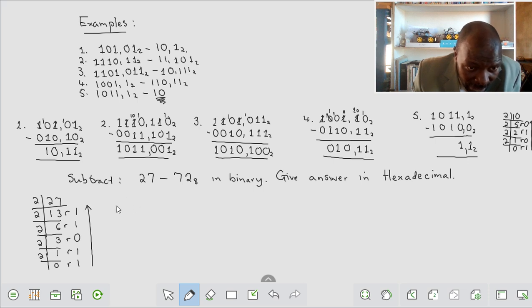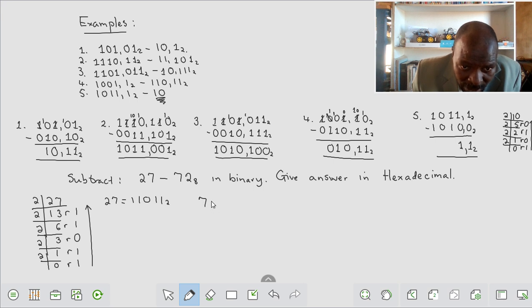And you say, okay, what actually is 27? 27 is equal to 1011. Oh, there are 2. I made a mistake there. I omitted the 1. It's 11011 base 2.